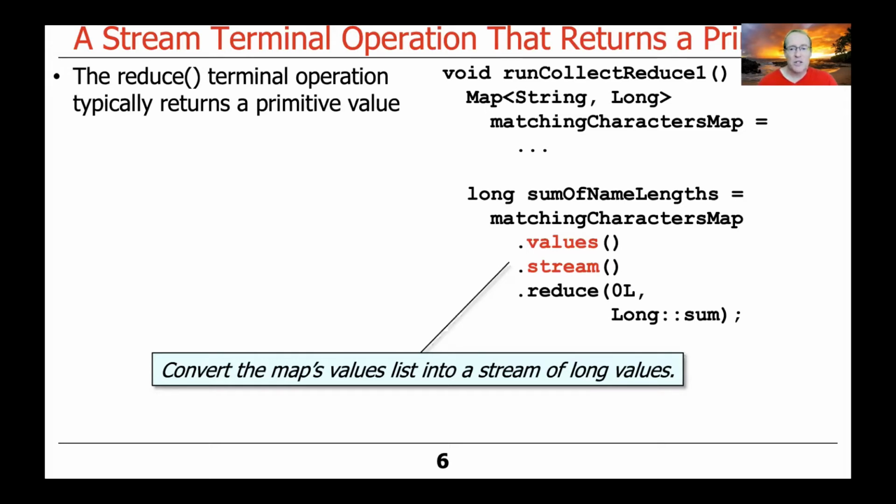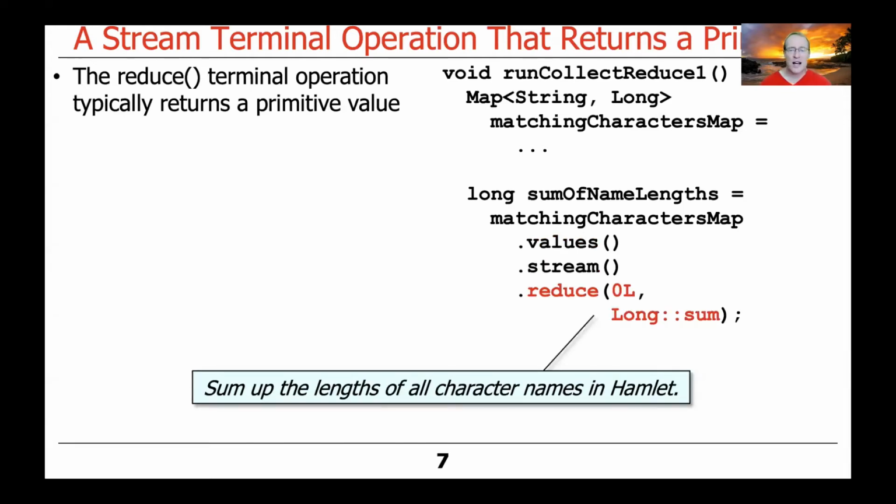The first thing we do is take our matching characters map that we got from collecting the processing in the stream, and we then say dot values. Dot values is a factory method that just creates a collection of values, namely the lengths of the names, and then we convert that collection of values, which in this case are longs, into a stream of longs. So we've got a stream of longs, and the next thing we're going to do is reduce that stream of longs. So what does it mean to reduce something?